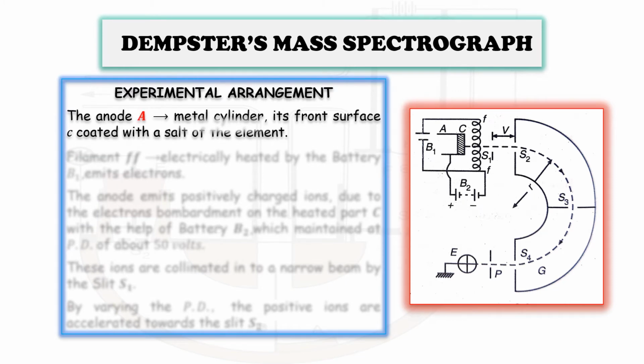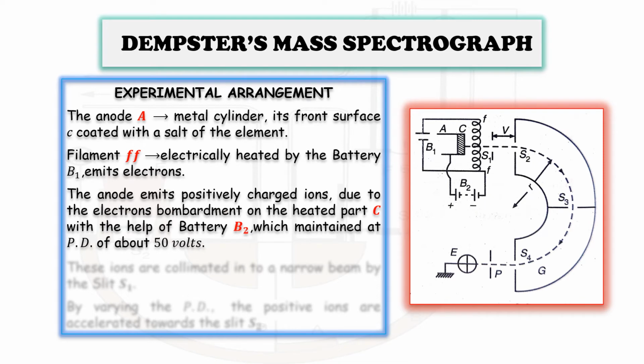The anode A looks like a metal cylinder. Its front surface, marked by C, is coated with a salt of the element. Then there is a filament, marked by small ff, which is electrically heated by the battery B1, so it emits electrons continuously. So from the filament ff we get the electrons through the battery B1.